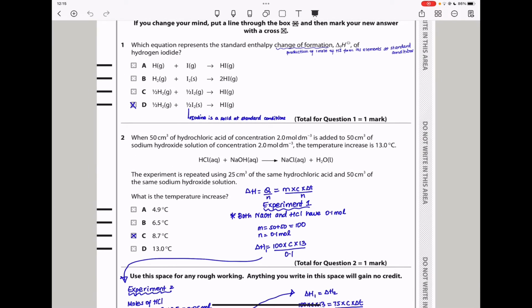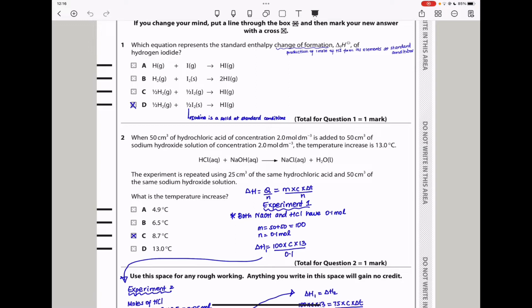Moving on to question 2, they say when 50 centimeters cubed of hydrochloric acid of concentration 2 mole per decimeter cubed is added to 50 centimeters cubed of sodium hydroxide solution of concentration 2 mole per decimeter cubed, the temperature increase is 13 degrees. This is the equation for the reaction, and they say the experiment is repeated using 25 centimeters cubed of the same hydrochloric acid and 50 centimeters cubed of the same sodium hydroxide solution. They ask you what is the temperature increase. Here they're asking for the temperature increase for the second experiment.